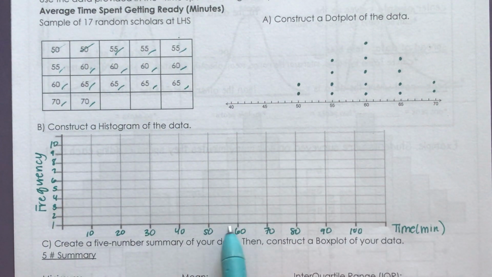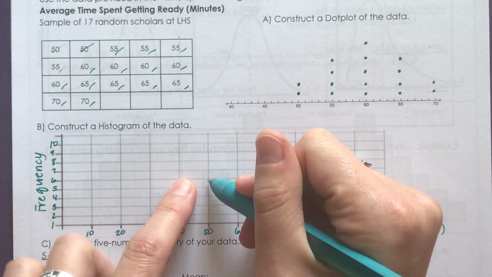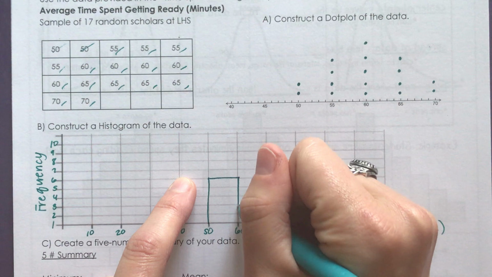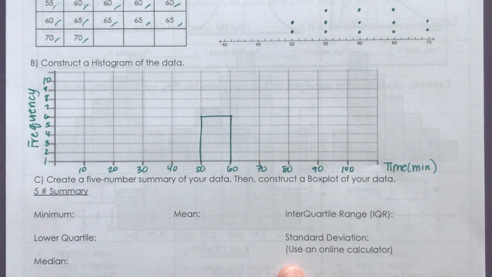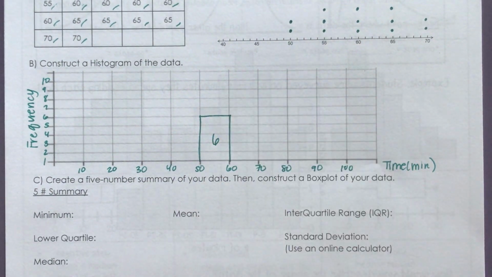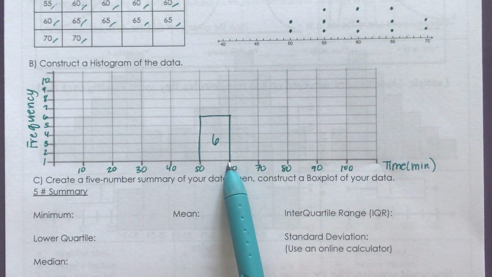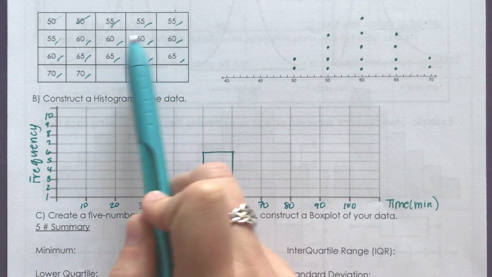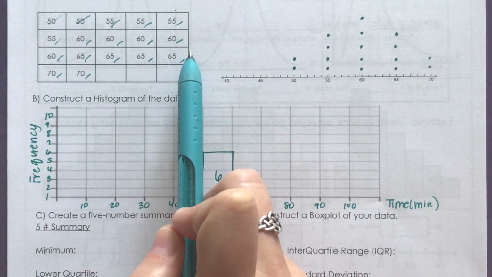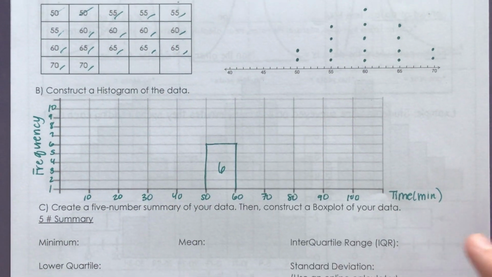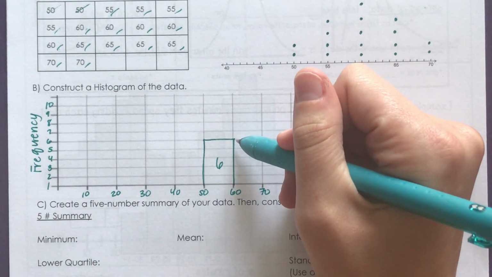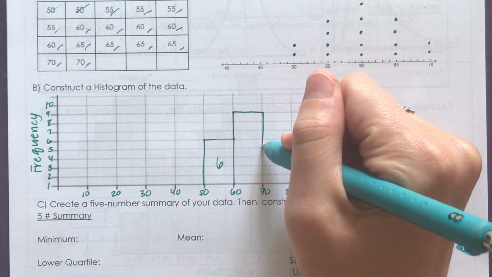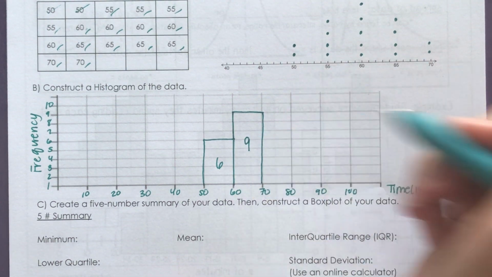So from 50 to 60, I'm going to go up to 6. And that's going to be my first bar graph there. So there's 6 of them inside of this. Now from 60 to 70, I have 9. So the frequency of the 60s is 9. So I'm going to come up, draw my bar graph here to 9.